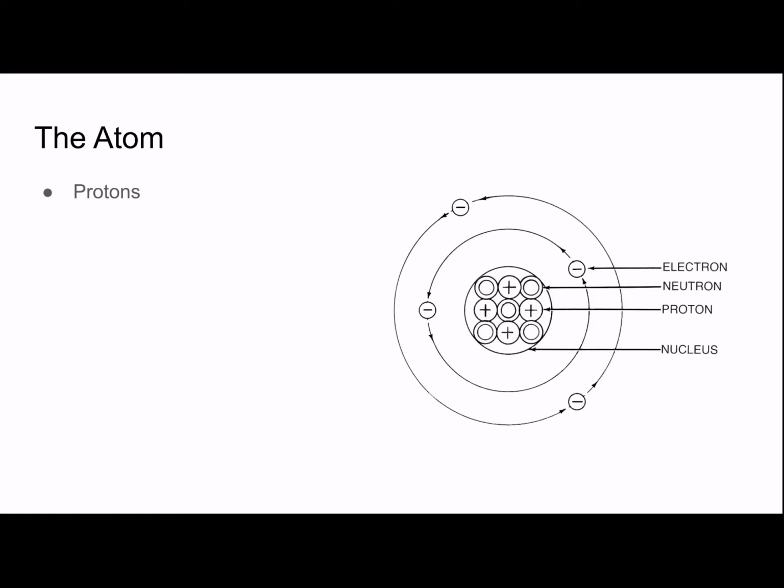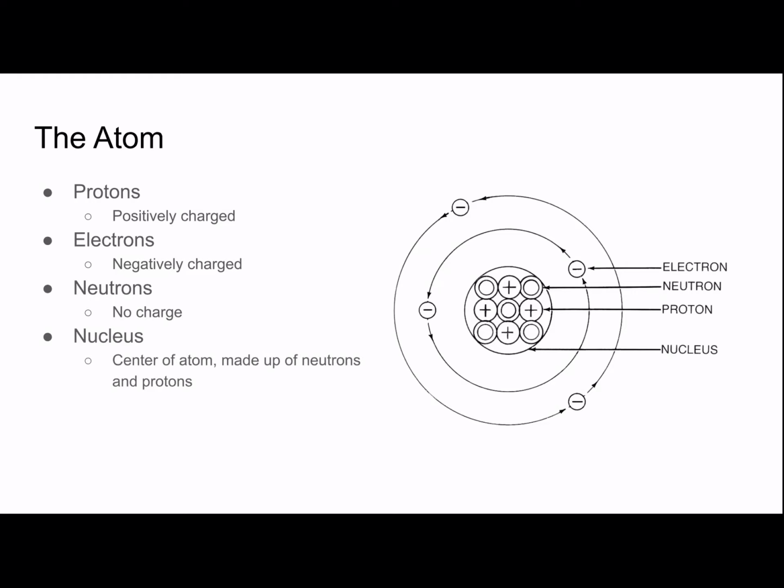The atom has several parts: protons, which are positively charged, electrons, which are negatively charged, neutrons, which have no charge, and the nucleus is the center of the atom and is made up of neutrons and protons. And usually the number of protons is equal to the number of electrons, so there's a neutral charge. However, there are also these things called isotopes, which differ in the number of neutrons. I just think it's important to have a basic understanding of the atom in order to do more biology.